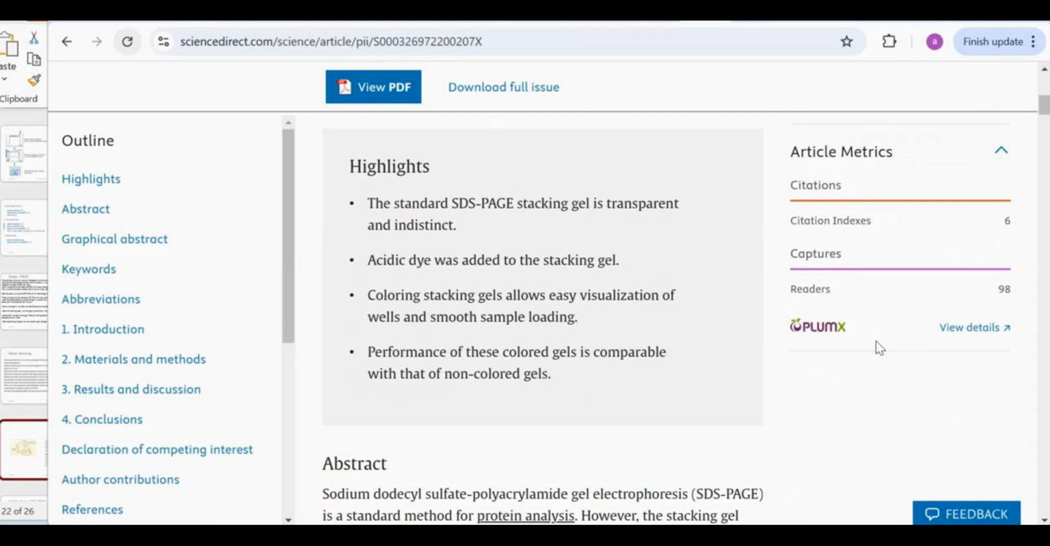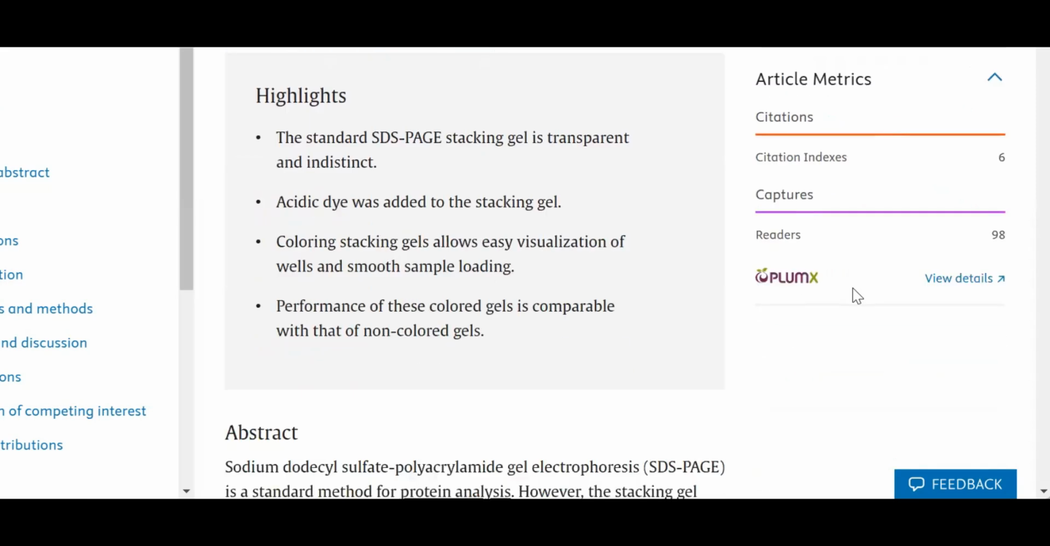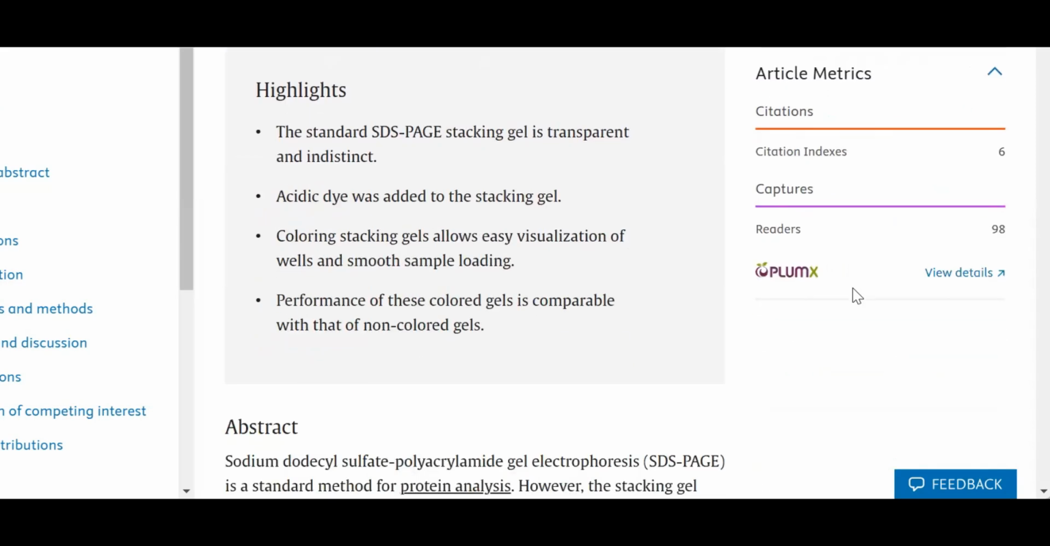Yeah. So here is the paper that talks about sodium dodecyl sulfate polyacrylamide gel electrophoresis and Western blotting analysis via colored stacking gels. So all three things together. So I chose this paper to discuss with you. Here you have the standard SDS-PAGE stacking gel, and acidic dyes are added to the stacking gel.